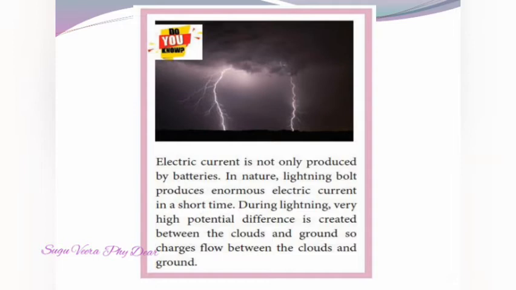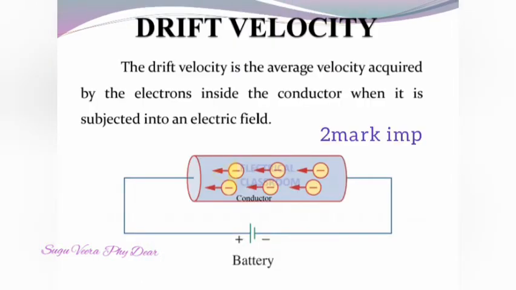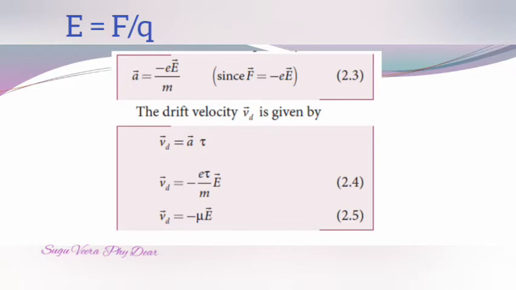Next topic, drift velocity. The drift velocity is the average velocity acquired by the electrons inside the conductor when it is subjected to an electric field. Its direction is the moving electron direction. Electrons always move from the negative terminal to the positive terminal. Here, electric field means nothing but the connected battery. Electric field E = F divided by charge. The charge is the electron, which is negative, so Q = -e.